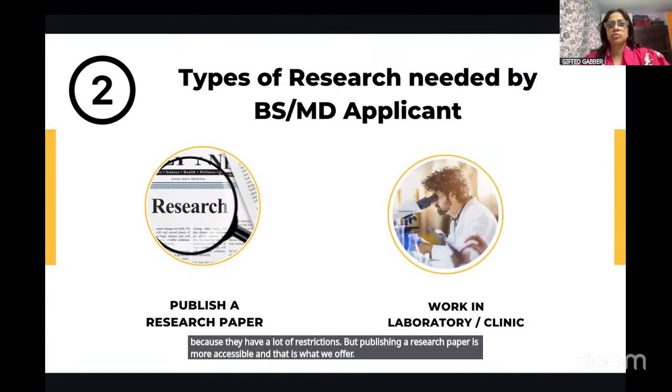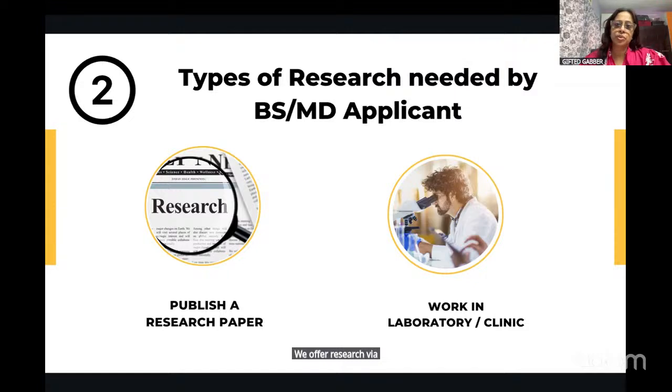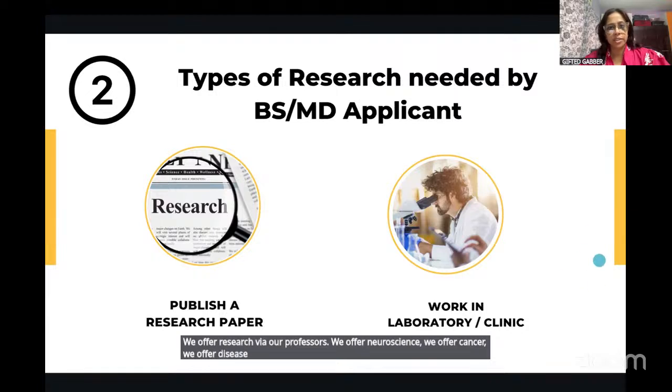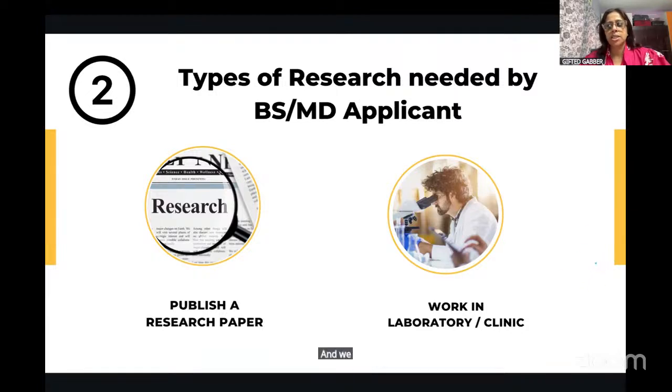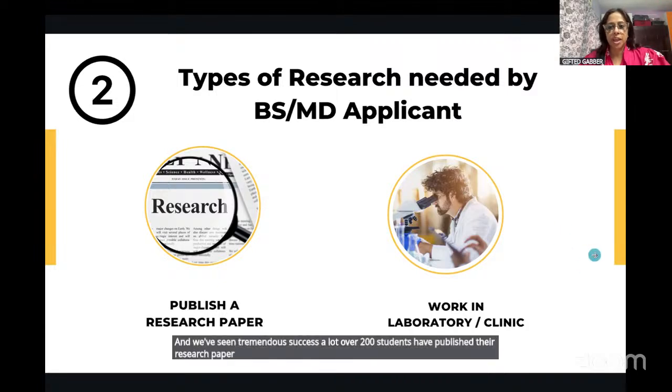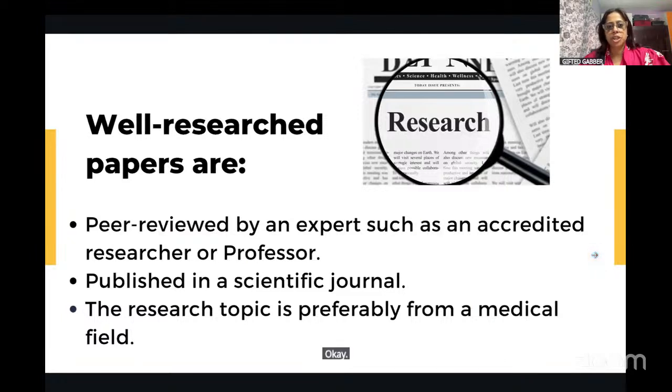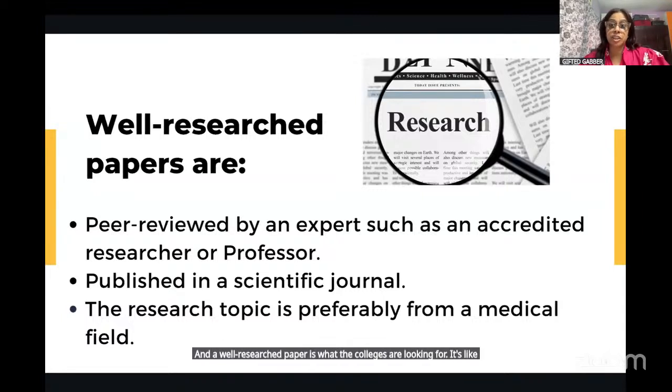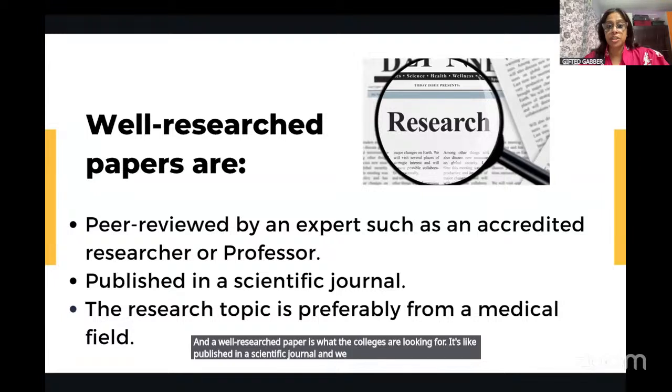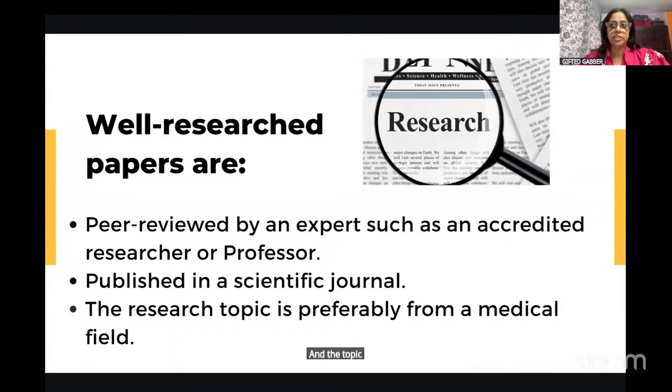We offer research via our professors. We offer neuroscience, cancer, disease modeling and nanoscience. And we've seen tremendous success. Over 200 students have published their research paper. A well-researched paper is what the colleges are looking for. It's published in a scientific journal, and we help students publish their research paper in journals. We guide them into writing a 4,000-word research paper, and the topic is from the medical field, like neuroscience or cancer or any relevant field.